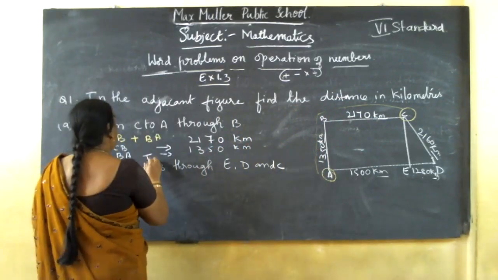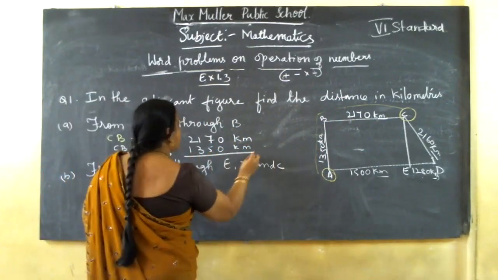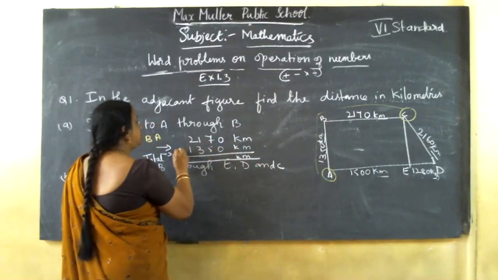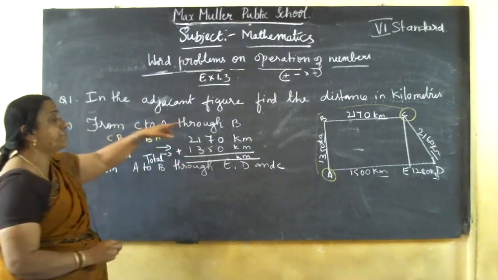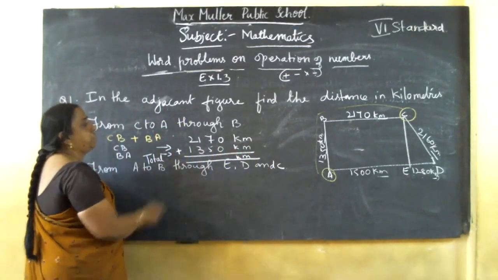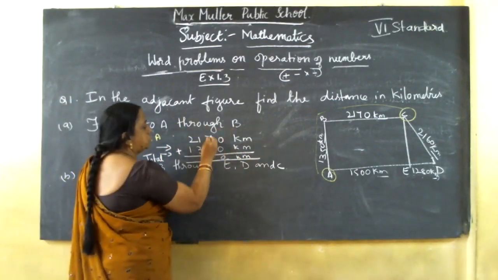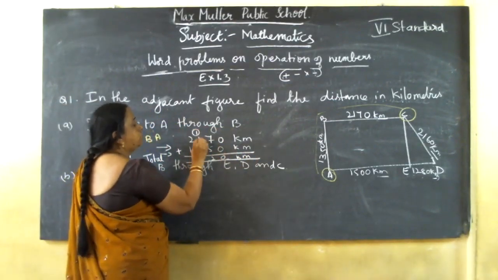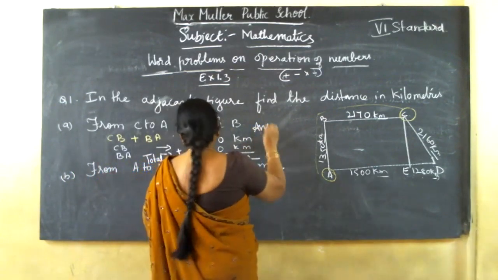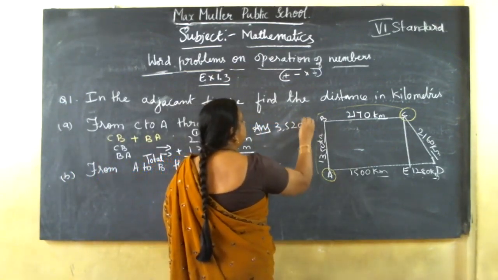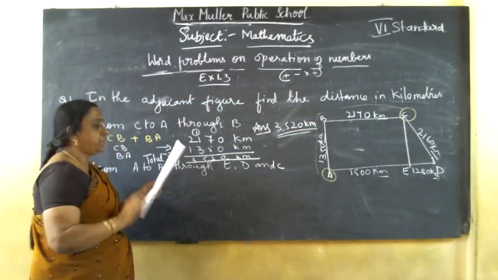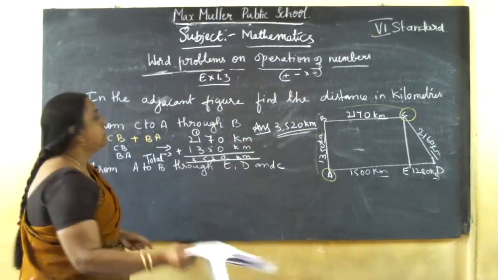Now what you should do? Find total, or you can write sum also. Both are in kilometer, so just add, you will get. Find the distance from C to B, you should come through B. So 0, 7 plus 5, 12, 1 carry. So 2, 3, 4, 5. Now 2 plus 1 is 3. So what is the answer? 3520 kilometer. Got it? How to do? 3550 kilometer. Yes, correct. Now next question.